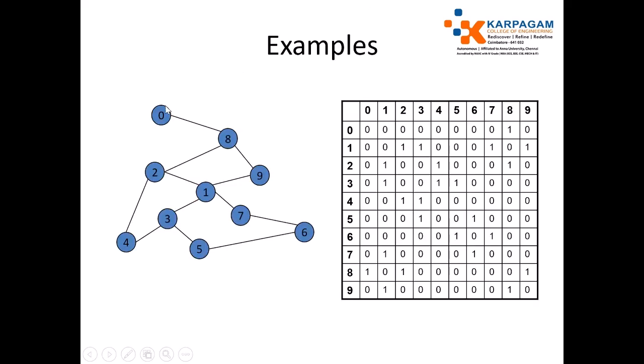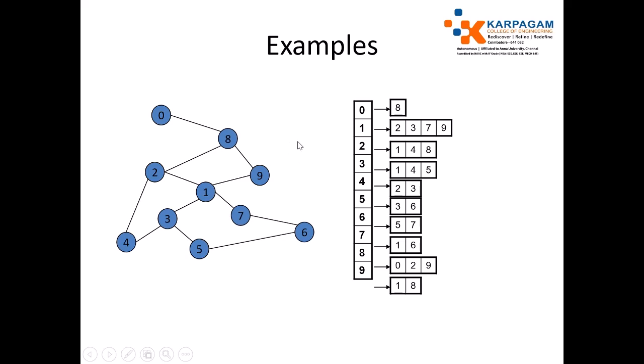Example, this is a graph which has 10 nodes. For example, I have a connection, 0 connected with 8, so I have 1, and this 8 is connected with 2, 0, 9. So 8 is 0, 2, 9. In a similar way, we can represent the adjacency matrix. We can represent the graph by using the adjacency matrix in memory. So for representing 10 nodes, we need 10 into 10 memory blocks.